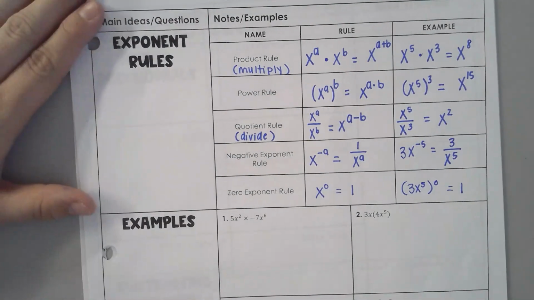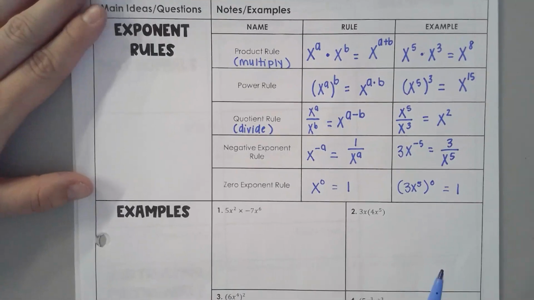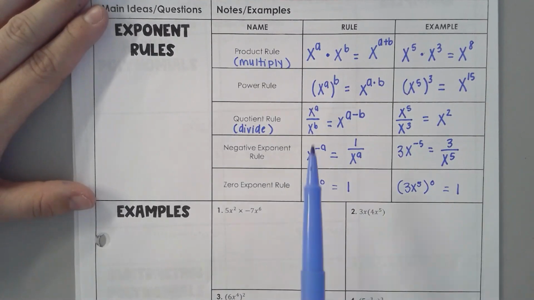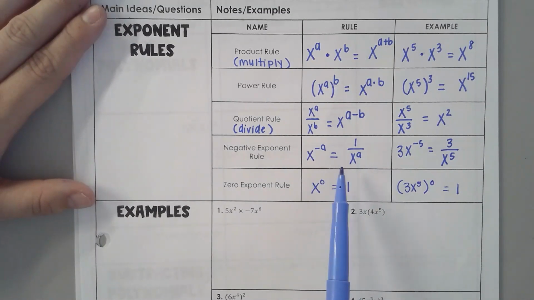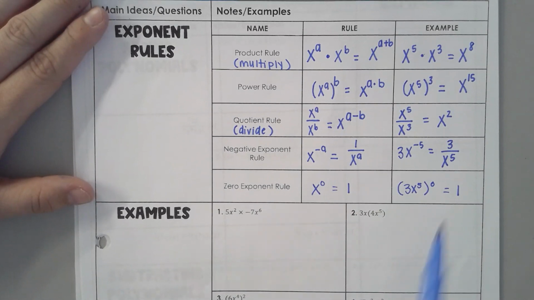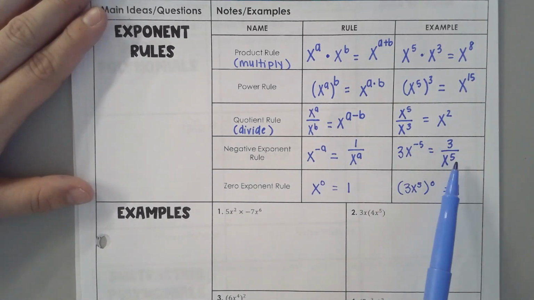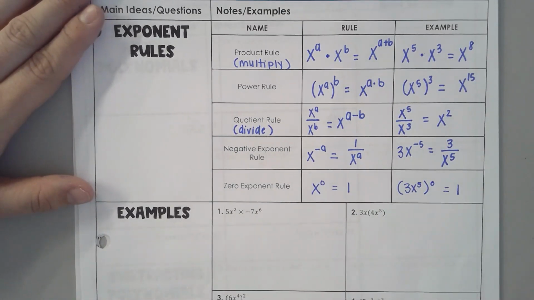For the x to the negative a, why don't you take the negative a? To turn it into a positive number, you put it on the bottom of the fraction. So like here, this negative 5 became a positive 5 by putting it in the bottom.